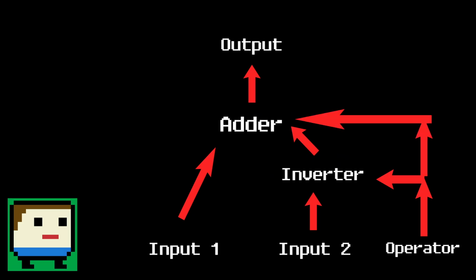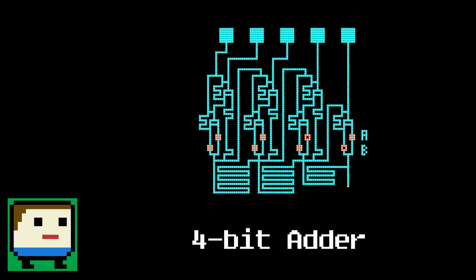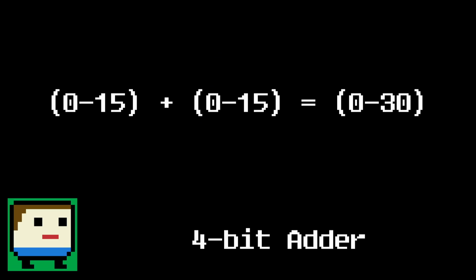We can also directly connect the operator bit to the carry input of the first full adder so that it adds 1 when we want to subtract. Finally, there's one more thing we're going to change about the circuit. Remember how this is a 4-bit adder? This allows for inputs from 0 to 15 and a sum from 0 to 30.